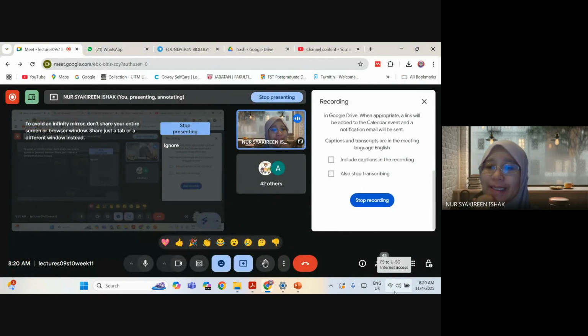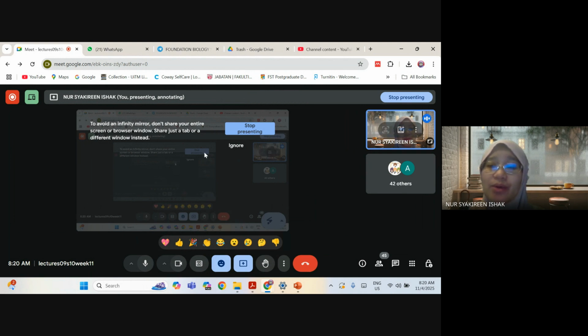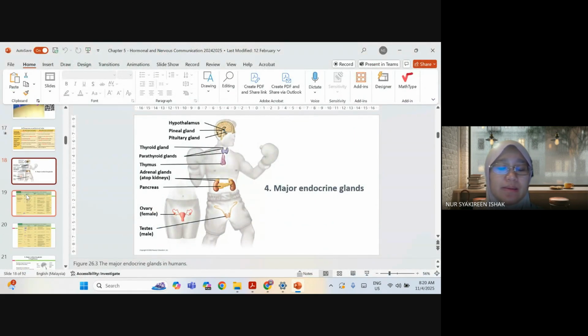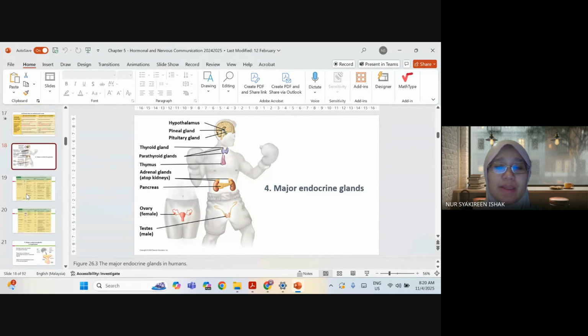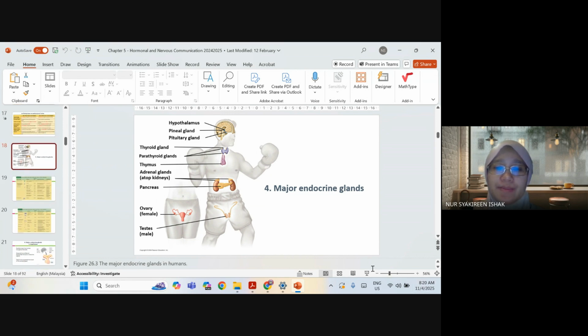Still tak ramai lagi yang join, baru 45. So can you please remind your class, especially the class rep, please remind your group to join. Okay, saya tengok kat list tadi 45, so daripada saya apa nama jadi tolak 2, so jadi 43 lah. So there's some of you that have not yet joined.